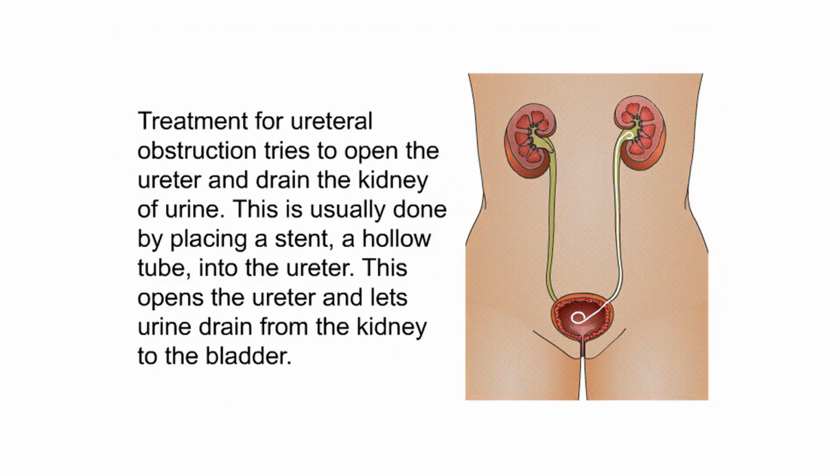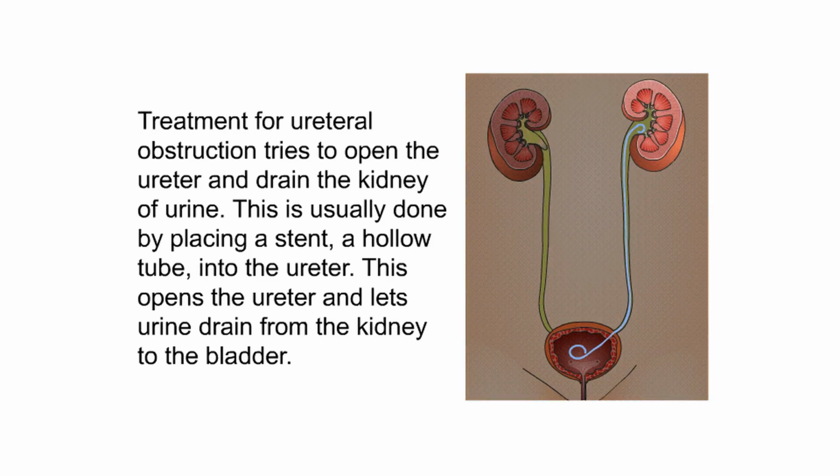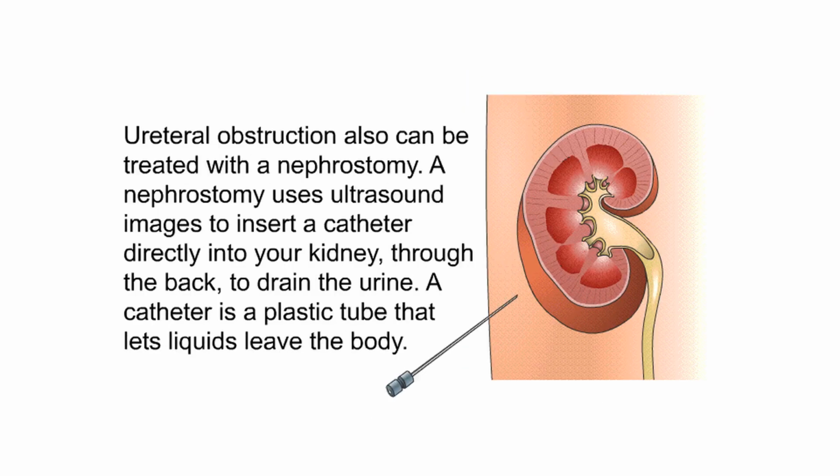Treatment for ureteral obstruction tries to open the ureter and drain the kidney of urine. This is usually done by placing a stent, a hollow tube, into the ureter. This opens the ureter and lets urine drain from the kidney to the bladder. Ureteral obstruction also can be treated with a nephrostomy. A nephrostomy uses ultrasound images to insert a catheter directly into your kidney through the back to drain the urine. A catheter is a plastic tube that lets liquids leave the body.